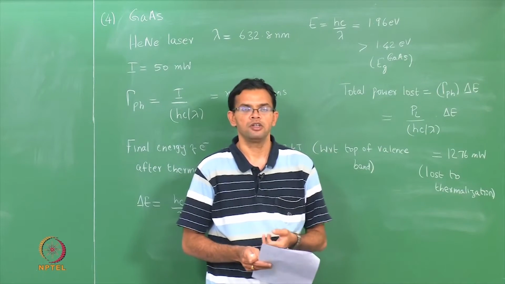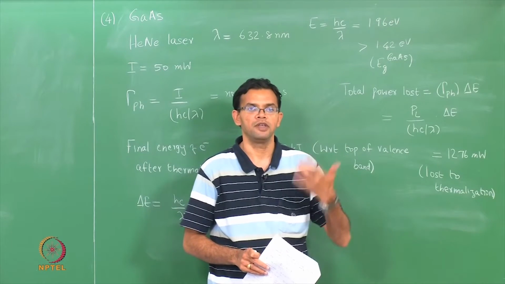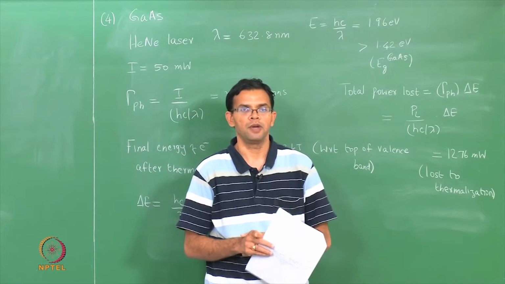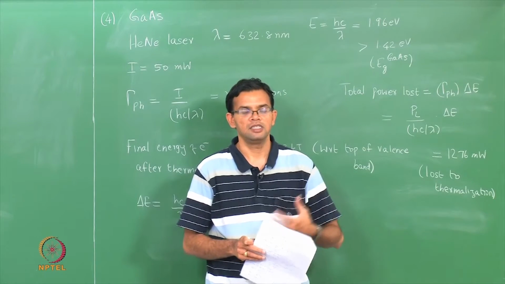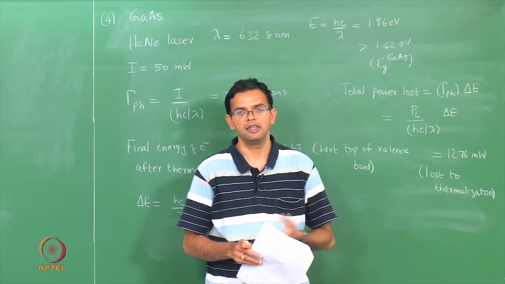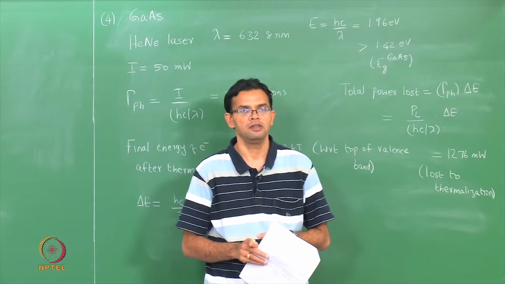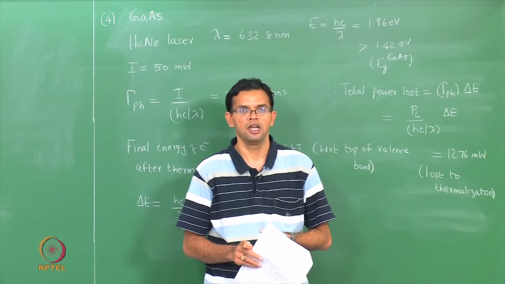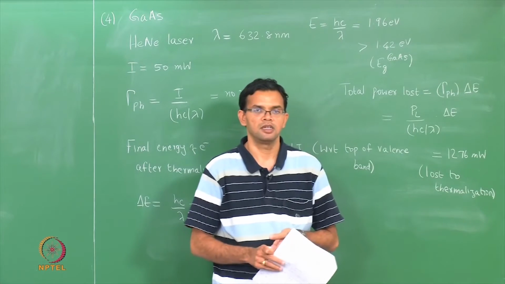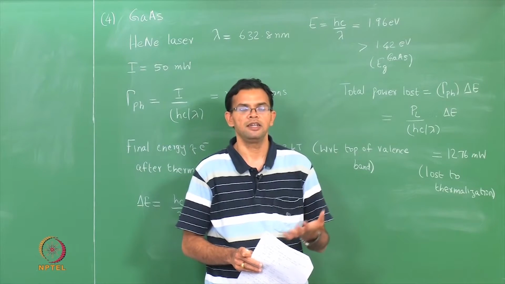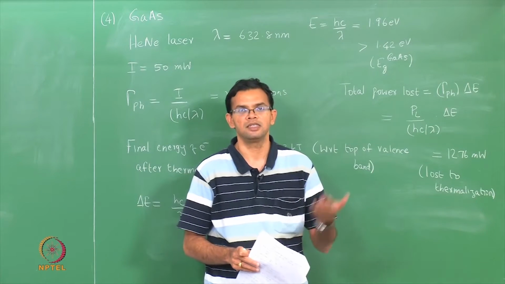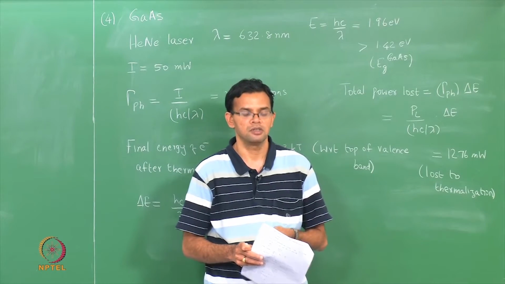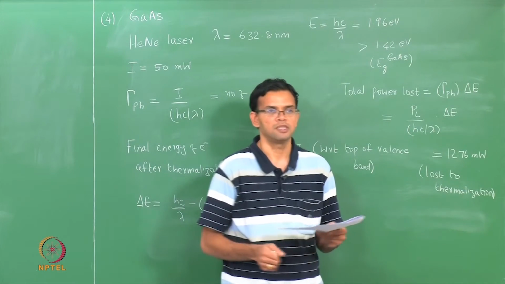So, this is important when we decide what kind of incident radiation we want in order to generate electron hole pairs. If there is a large mismatch between the incident energy and the band gap of the material, most of the heat will essentially be lost as thermalization. If you are trying to operate this in the form of a device, this heat loss can basically increase the temperature of the device and cause the device to be more inefficient. Let us now go to the last problem.